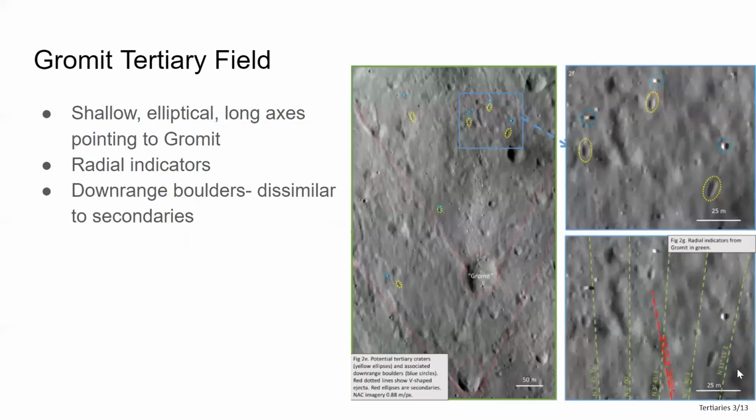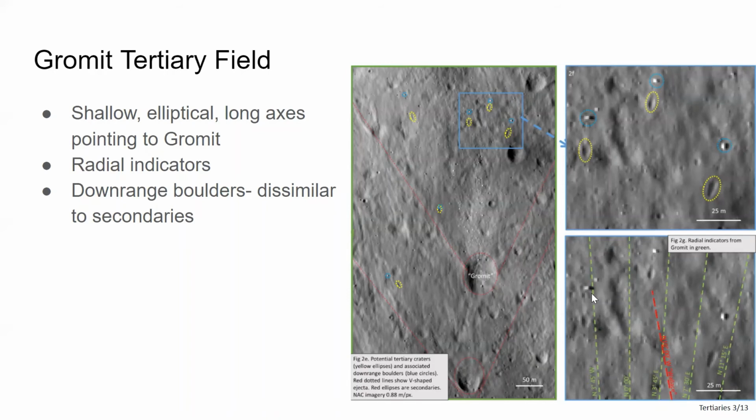So taking a look at those, they're shallow, elliptical, and their long axes point towards Gromit. And again, you might be thinking, well, what if they're just very small secondaries of Wallace? Then it would be very strange that all of them align more closely with radial indicators from Gromit than with the radial indicator from Wallace. That would be very unlikely.